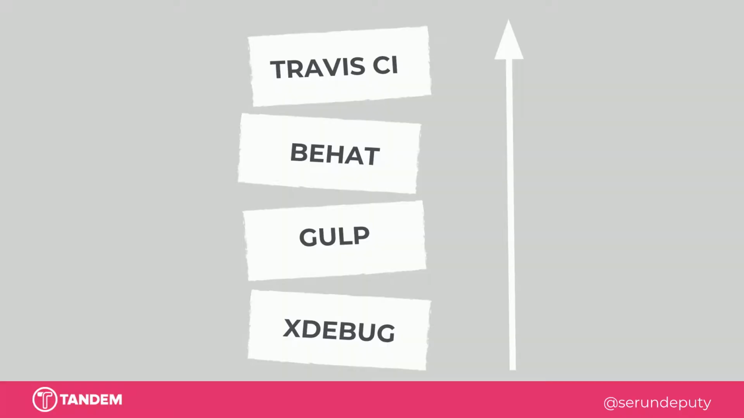So there's the vertical stacks. Here's some things that are exemplary of what might be in your stack. You might have Xdebug for your developers to debug the application. You might have Gulp to manage the front-end assets. You might have Behat to ensure that the application does the things you say it's going to do. And then you might have Travis CI to run all of those things before you deploy to production.